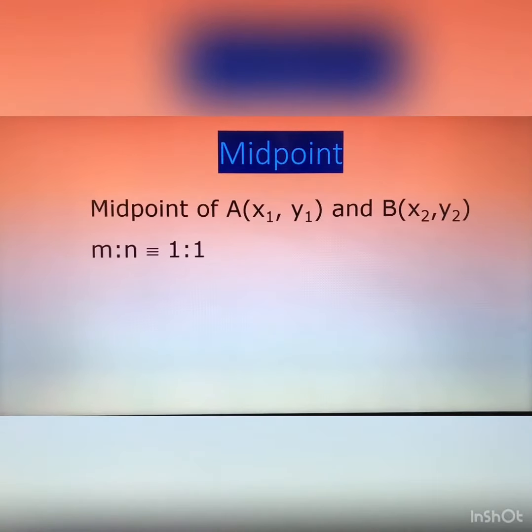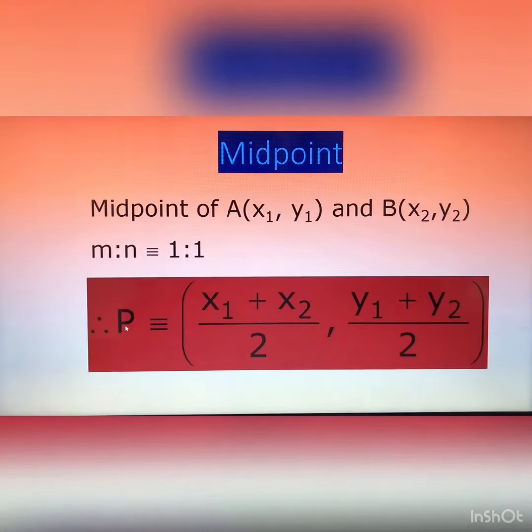Now moving on next, midpoint. Coordinate of midpoint. How can you find the coordinate of midpoint? Let A and B be 2 points, then the coordinate of the midpoint of AB. If it is the midpoint, it means that the point divides in the same ratio, that is 1:1, because this is the middle point. Now the coordinate of this point.